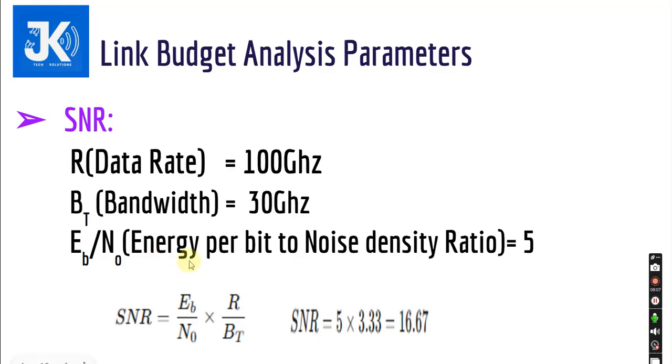In addition to that, we need the energy per bit to noise density ratio. The value is constant, which is equal to 5. So we are substituting these values in the below formula: SNR equals Eb by N naught into R by BT. Here Eb is energy per bit, N naught is noise density ratio, R is data rate, and BT is bandwidth. We are substituting the above values in the equation. Finally, we get the SNR equal to 16.67.